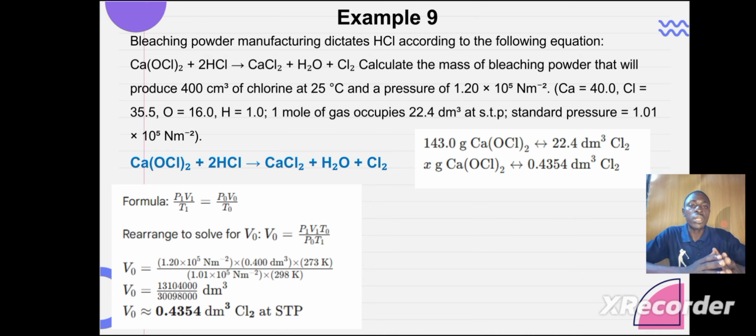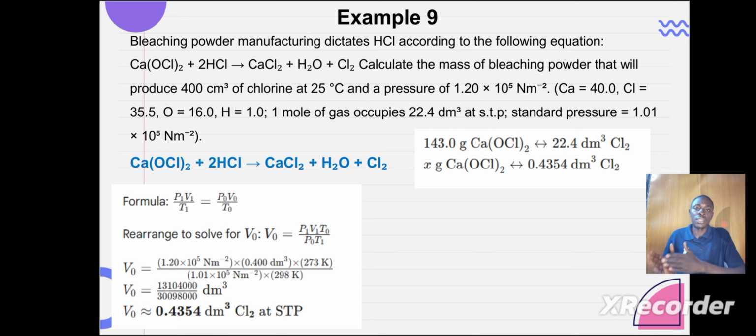So P1V1 over T1 is equal to P2V2 over T2 is equal to P3V3 over T3, and so on and so forth. But you can see in this equation, I am using P0V0 over T0. It is because the volume we want to calculate is at STP, and then the initial conditions were the first conditions given.